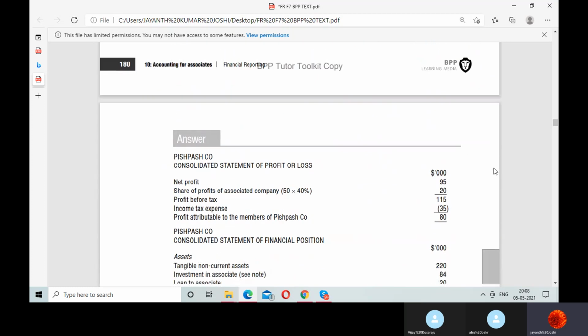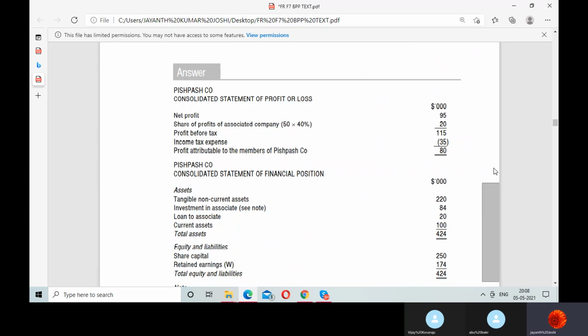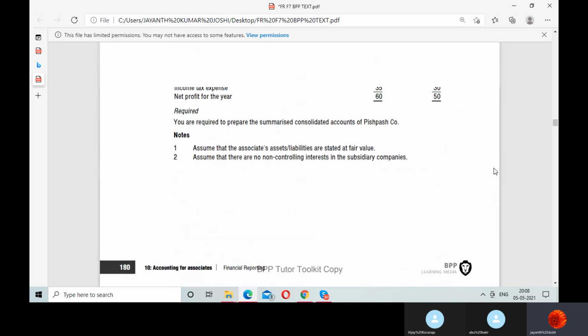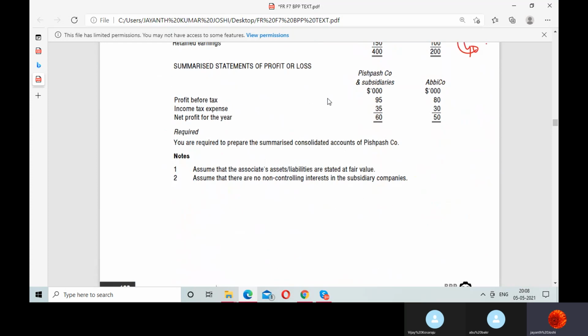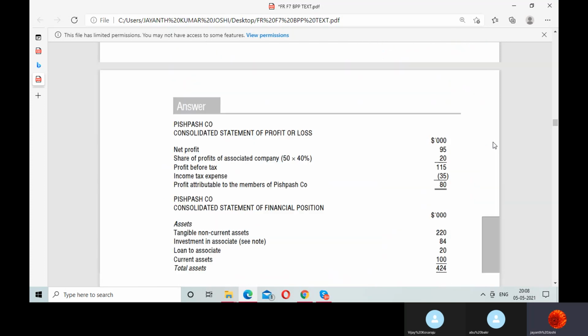Now let's do the working. We will do the consolidation part. The consolidation is already done. We'll just see how much the group should get from the associates. Here is the income statement. 95 is the group's profit, less tax. Then the profit of Abbey is this. Out of this, how much should they get? 40%, the share of profit from associate.